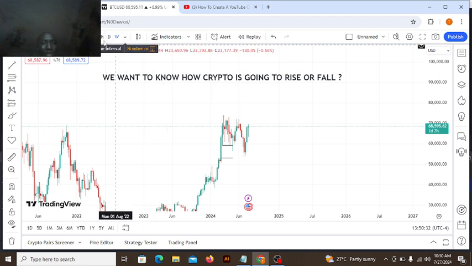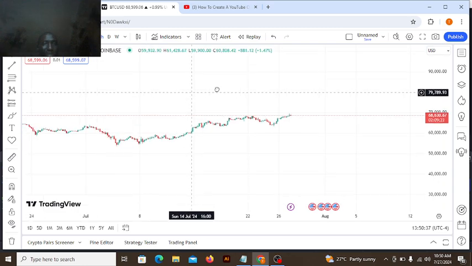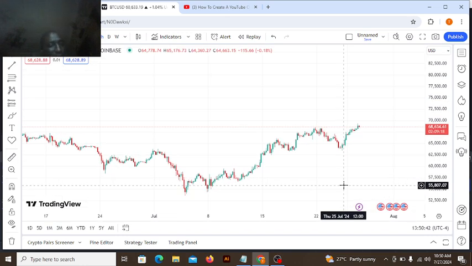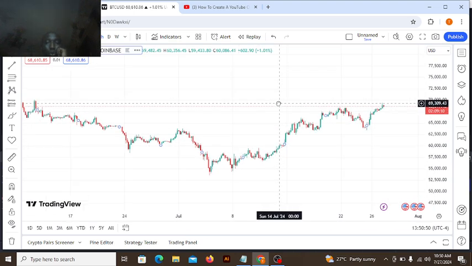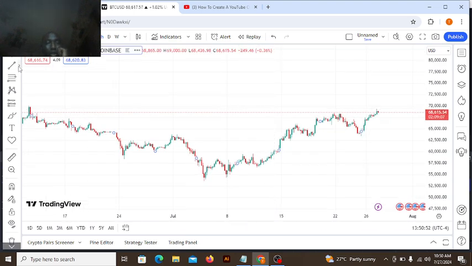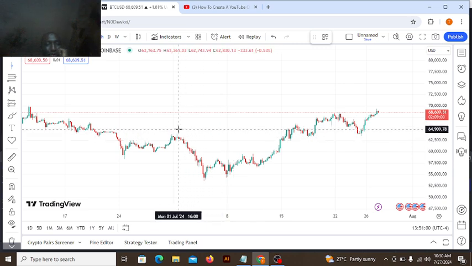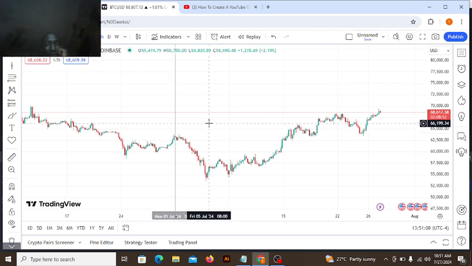Then, in this manner, I'm going back to the 4-hour time frame. I click back to the 4-hour time frame. Today is the 27th of July. So we are going to draw a line at the 1st of July. We drew a line at the 1st of July. Look at it.